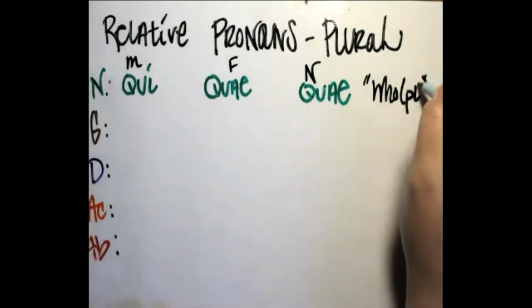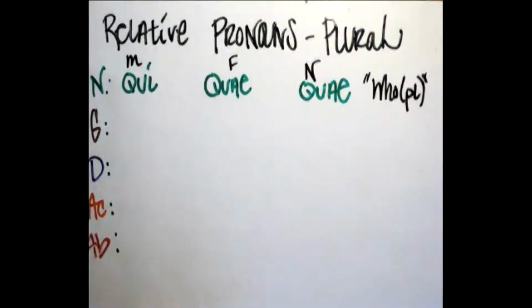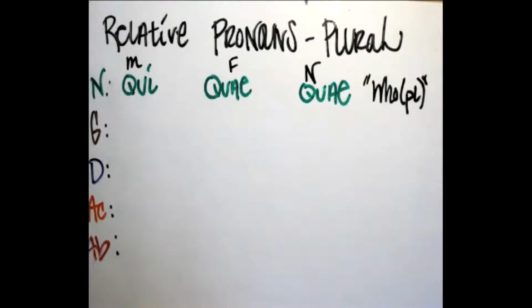Okay, so English does this too. If you think of, I'm talking about a group of people, those boys over there, who? We don't have in English a different word for who singular versus who plural, nor do we have a different word for whom singular versus whom plural.